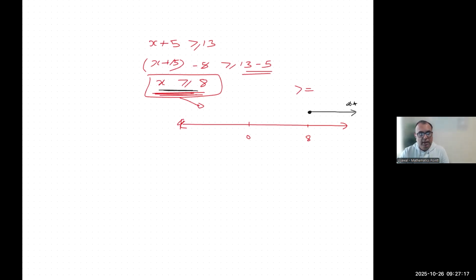Now, if I have something like this, this topic is a grade 8, grade 9 topic, which I'm just sort of chatting about. If you don't understand, don't stress about it. Now, if you have x less than or equal to 8, what you will do is a dark circle, and you will draw it like this. So this is the number line representation of an inequality.